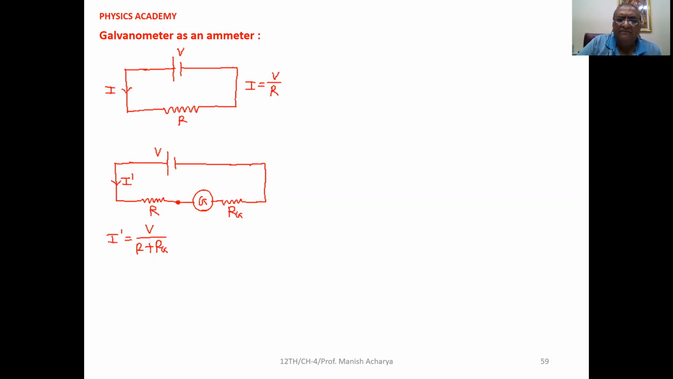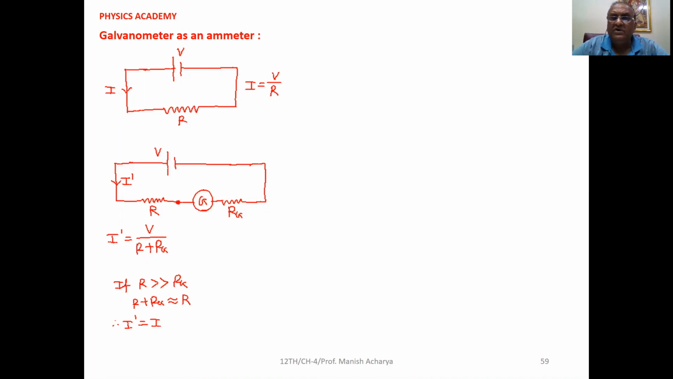Then make it as small as possible. Now see, suppose R is very much greater than Rg, then R plus Rg will be nearly equal to R. So in that case, I dash will be equal to I. It implies that you have to make the resistance of the galvanometer very small. Now we know that in parallel combination of resistances, the resultant resistance will be smaller than the smallest one connected in the combination.